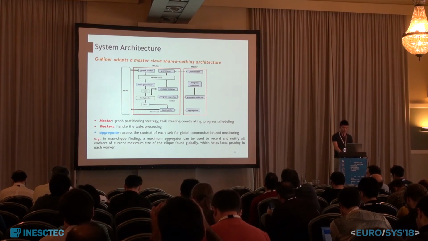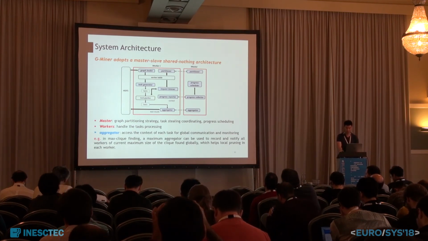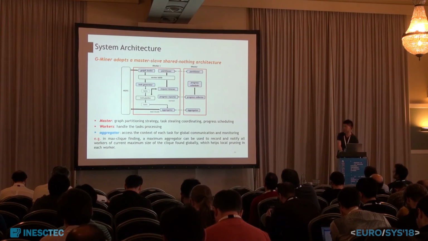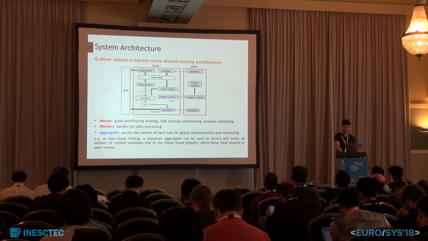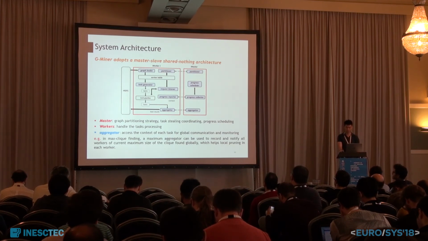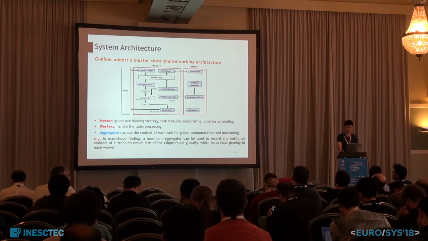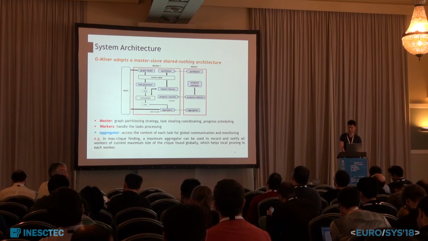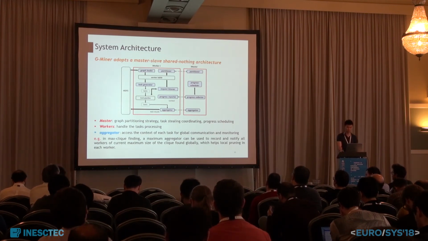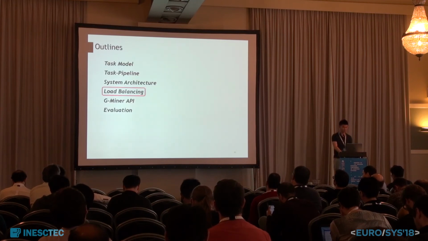We propose the aggregator design here, which is based on graph mining features and can access the context of each task for global communication. For example, in the max clique finding problem, a maximum aggregator can be used to notify all workers of the current globally max size of the clique that has been found, which can be used to help each worker's local pruning in order to reduce the search space.